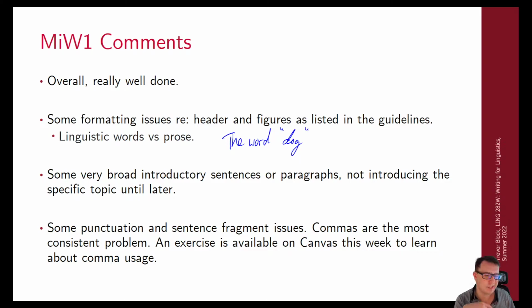Some of the introductory sentences and paragraphs were almost too broad for the question, such as introducing what all of Grice's maxims are in detail when the question only asks for one, or saying something like, every language has morphemes, which are the minimal unit of meaning. If you're talking about free versus bound morphemes, it's not bad to introduce what morphemes are, but make sure that introductory sentence is about the topic that you're looking at. And then just some punctuation and sentence fragment issues. There's an exercise on Canvas that's auto-graded for this week, and it'll be available until about the end of June.